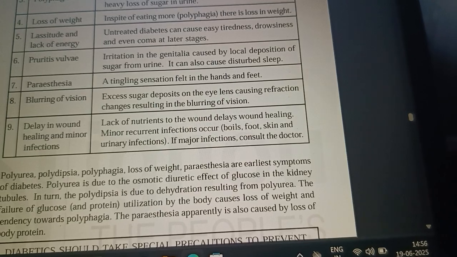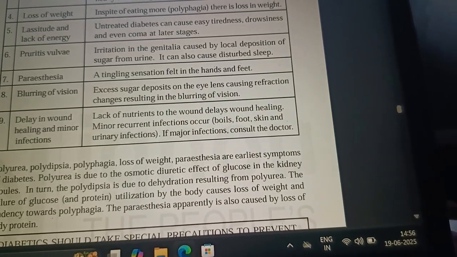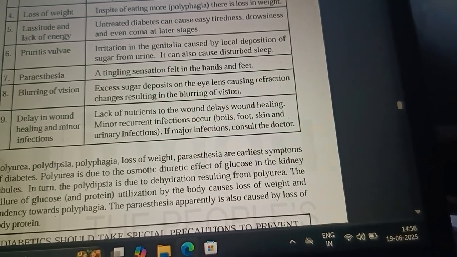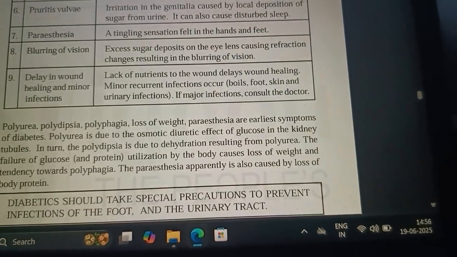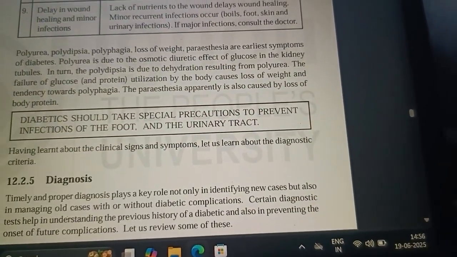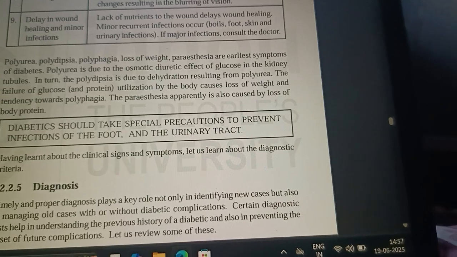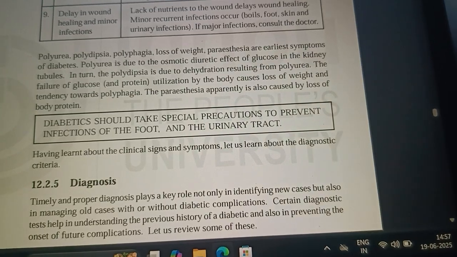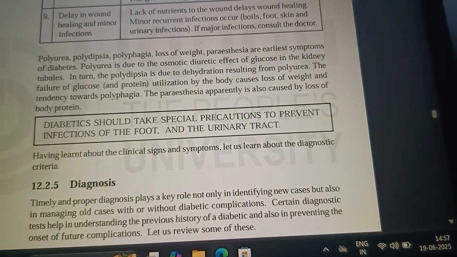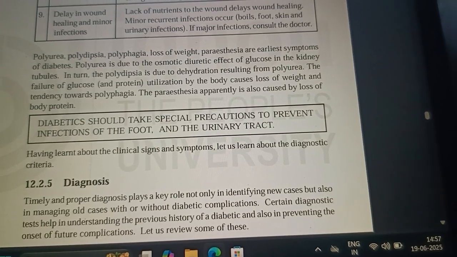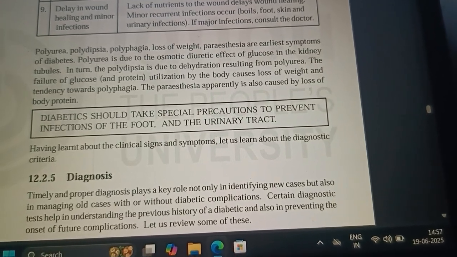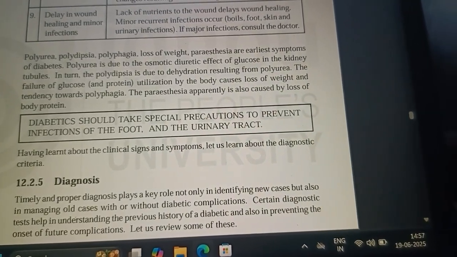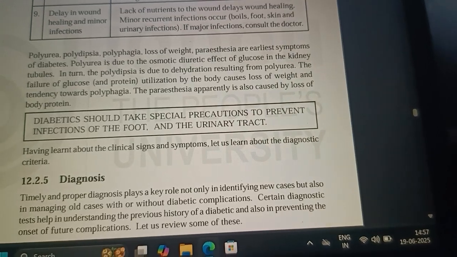Polyuria is due to the osmotic diuretic effect of glucose in the kidney tubules. In return, polydipsia is due to dehydration resulting from polyuria, as I explained earlier. The failure of glucose and protein utilization by the body causes the loss of weight and a tendency towards polyphagia, as I told you. Paresthesia is apparently caused by loss of body protein. Diabetic patients should take special precautions to prevent infections of the foot and urinary tract.